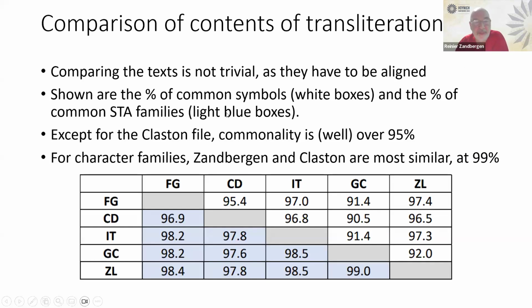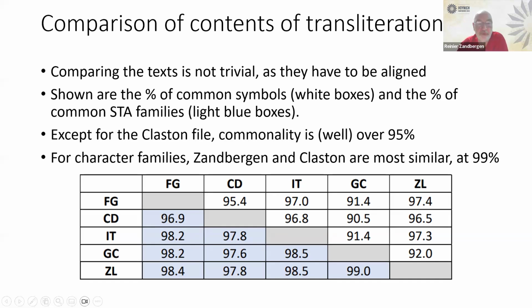In the following table, I'm comparing each pair of transliteration files. And this is not easy because the files have to be aligned to each other. I mean, they have gaps in different places. But the numbers here in the white boxes show the percentage of common characters. So whenever both files represent a certain character, this is the percentage of cases where this character is identical. And we see the numbers are well over 90. It's only the GC file, which has numbers in the low 90s, whereas the others have numbers in the high 90s. We'll see later why this is the case.